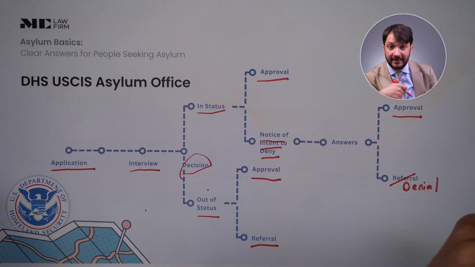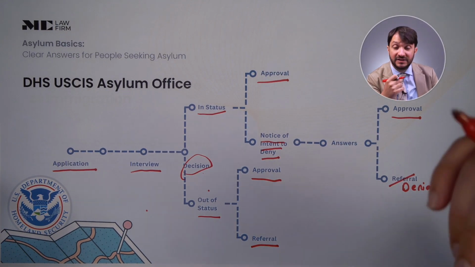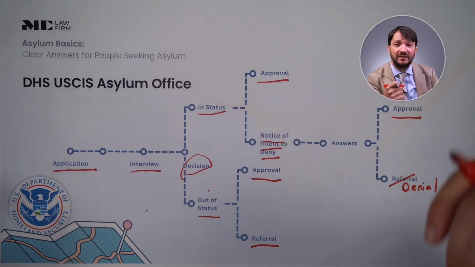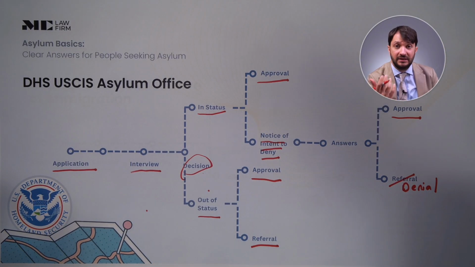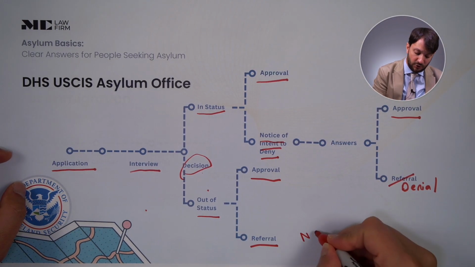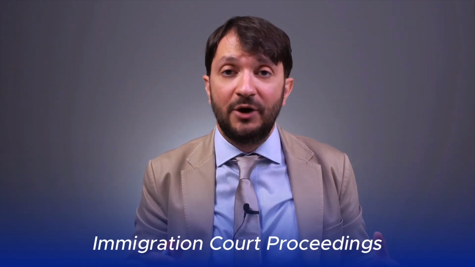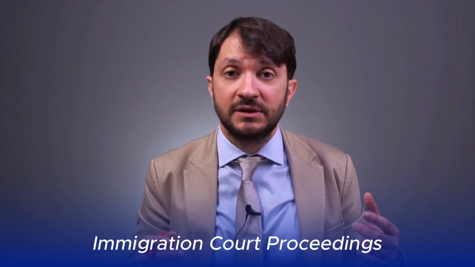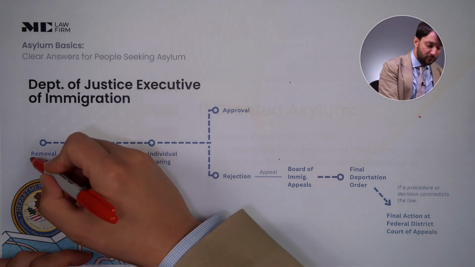Like we said, if your application is not approved, then USCIS cannot decide your asylum application definitively. That has to be done by an immigration court in the defensive setting. That's why they have to refer you to immigration court by issuing a notice to appear, NTA. Let's talk about what that is and how asylum is sought as a defense in immigration court proceedings. This is also called removal proceedings.